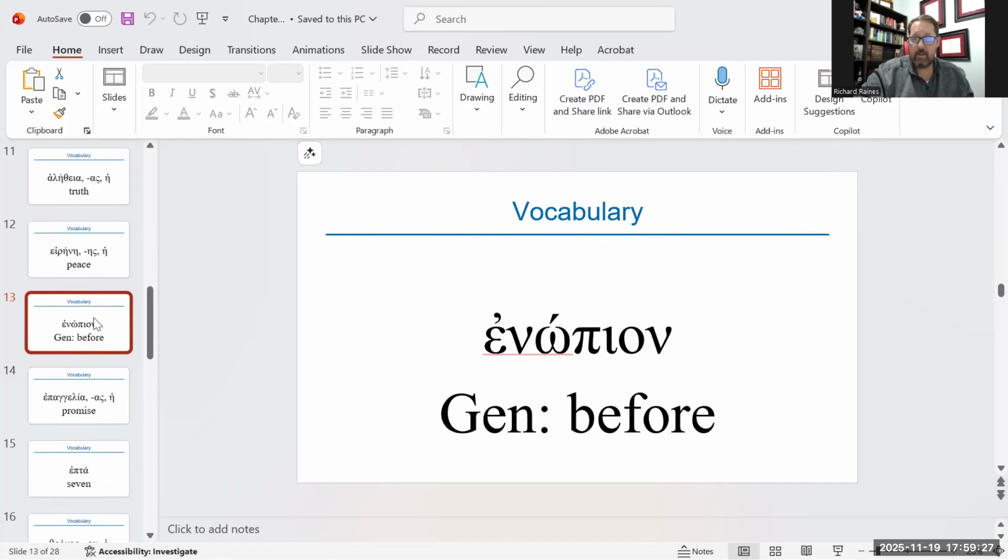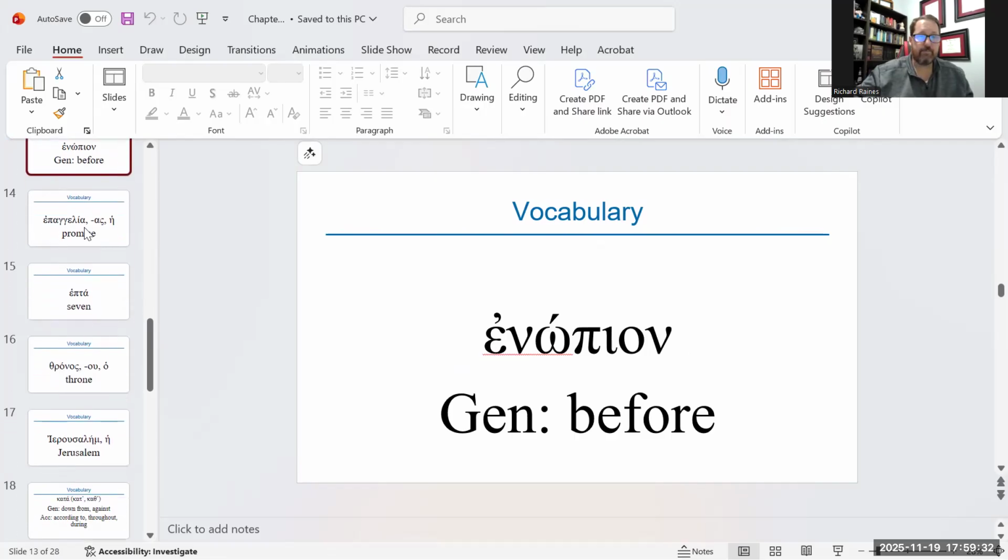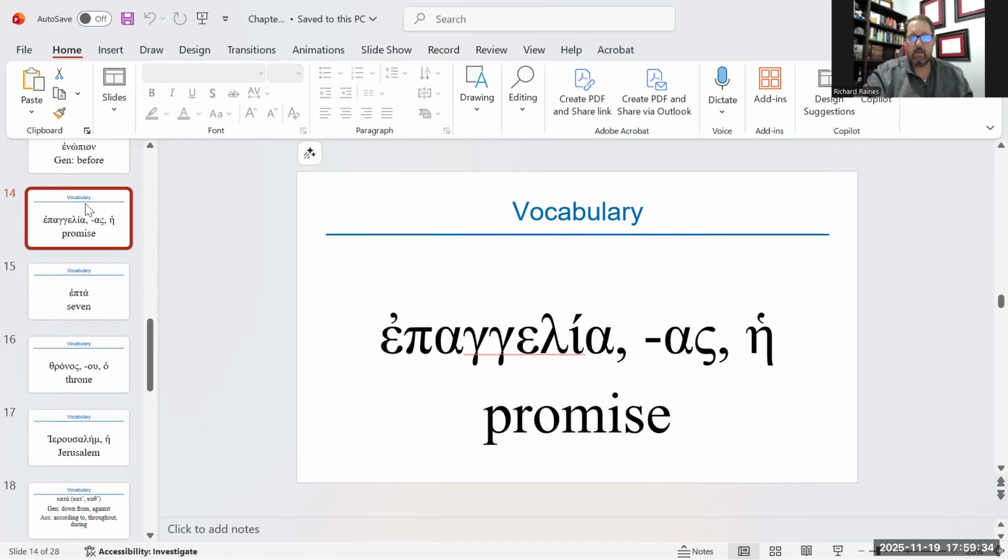Enopion, that means before, in the genitive case. I don't think you've seen a double gamma word since angelos. But remember the sound that the double gamma makes is the NG sound. So this would be epangelia. Epangelia. It means promise.